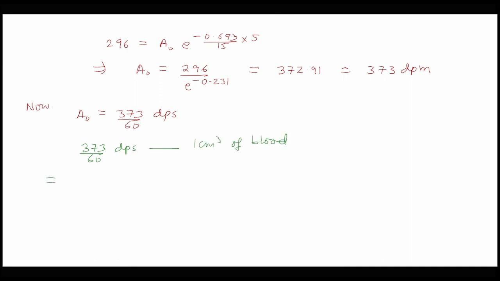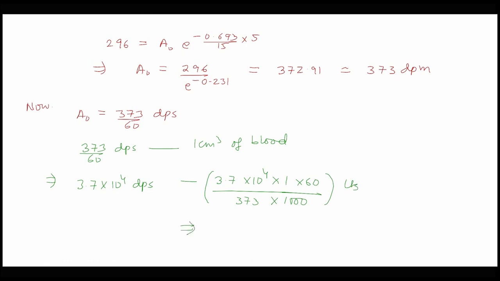So the activity of 3.7 × 10^4 disintegrations per second will be shown by 3.7 × 10^4 × 1 by (373 by 60) cm³ of blood. So we divide by 1000 to obtain the answer in liters. On solving, we obtain a value equal to 5.95 liters, which we can approximate as 6 liters of blood in the human body.